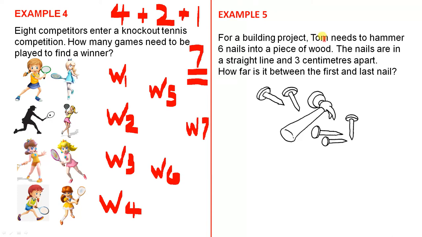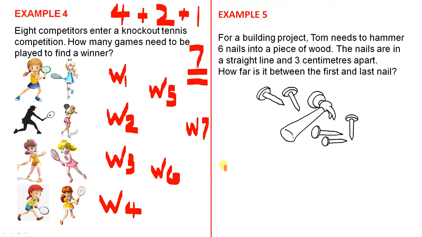For a building project, Tom needs to hammer 6 nails into a piece of wood. The nails are in a straight line and 3 centimetres apart. How far is it between the first and the last nail?